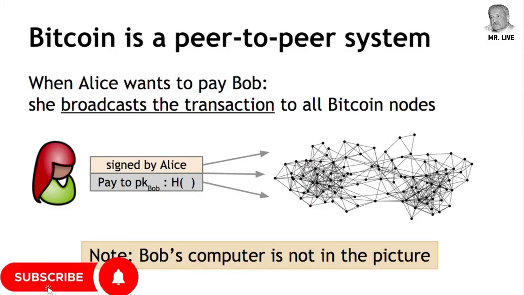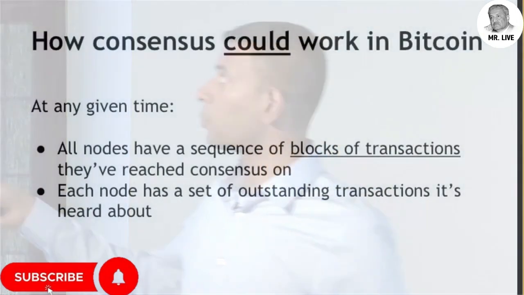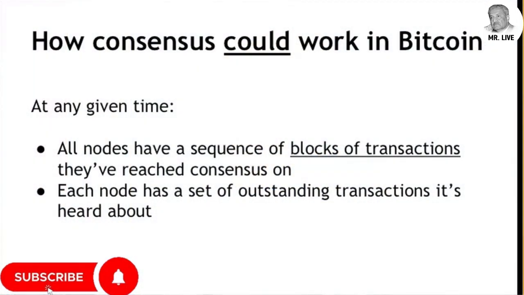So given this peer-to-peer system, what is it exactly that the nodes might want to reach consensus on? Well, given that a variety of users are broadcasting these transactions to the network, what everybody wants to reach consensus on is exactly which transactions were broadcasted and the order in which these transactions happened. Right? So what does that mean specifically? How consensus could work in Bitcoin is that at any given time, all the nodes in the peer-to-peer network would have a sequence of blocks of transactions that they've reached consensus on.